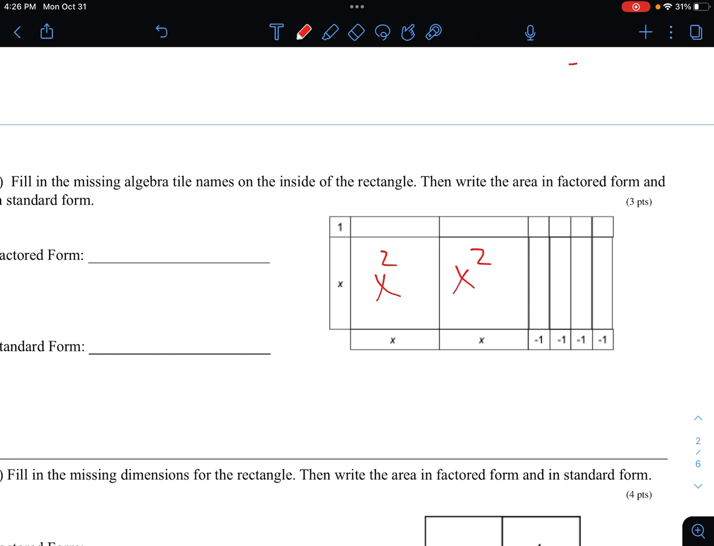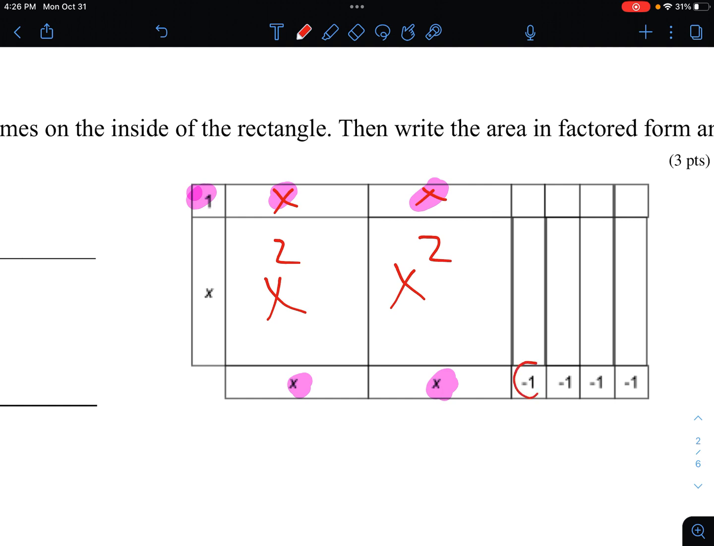So these are both going to be x squared, right? These little ones are just x, right? And again, we're doing x times 1, which gives us 1x. We're doing x times 1, which gives us that x right there. And then over here, in these little boxes, we're doing -1 times -1, which gives us -1. You can repeat that process 4 times.